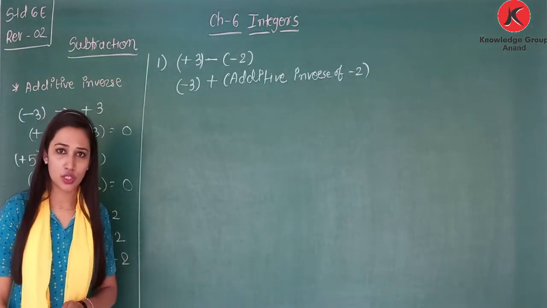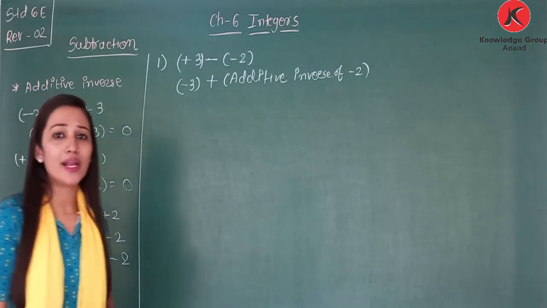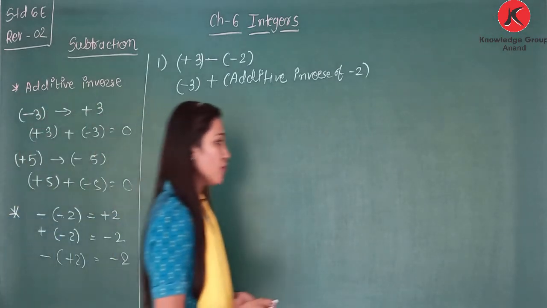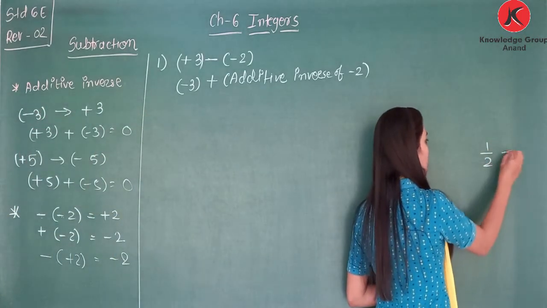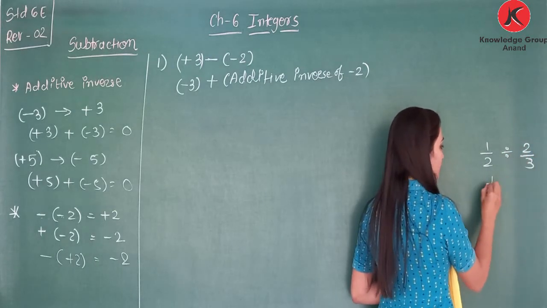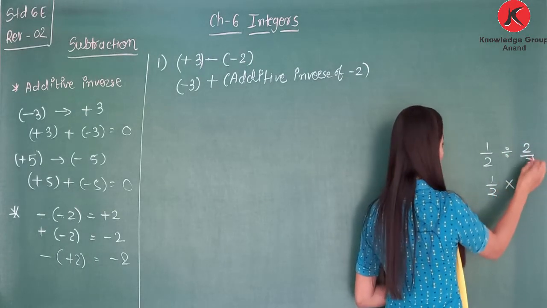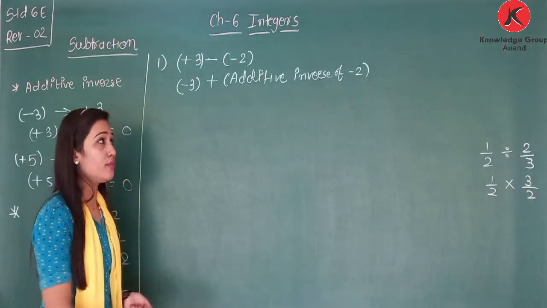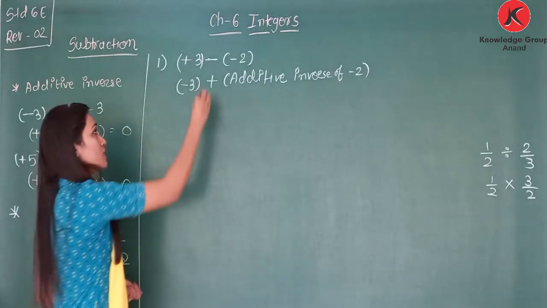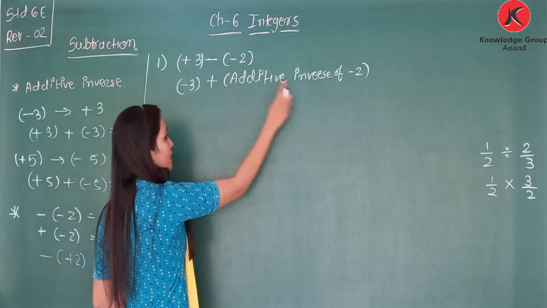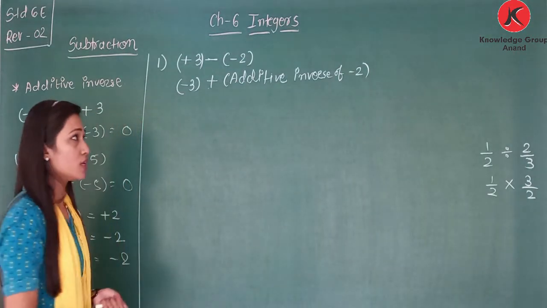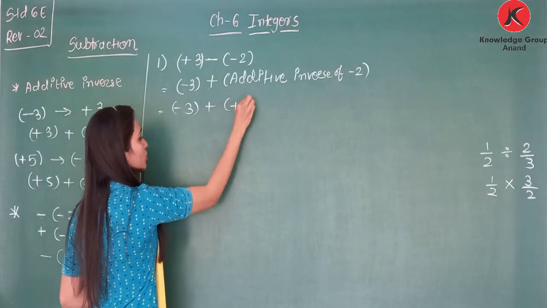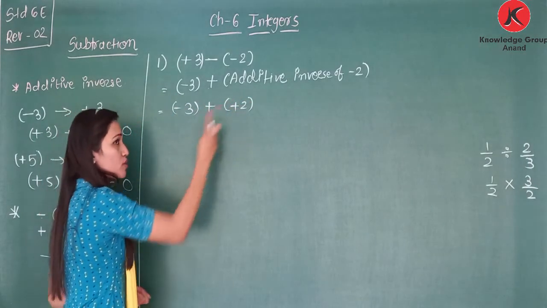As we learned in fractions, we convert division into multiplication by writing the multiplicative inverse, or you can say reciprocal. For example, let's revise that. If we have 1 by 2 divided by 2 by 3, then division becomes multiplication, and 2 by 3 becomes 3 by 2. This is called the multiplicative inverse. Same here, we convert subtraction into addition by writing the additive inverse of minus 2. The additive inverse of minus 2 is plus 2. Now this is an example of adding a positive integer.